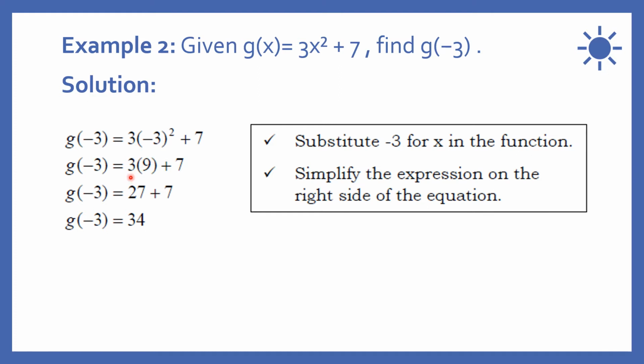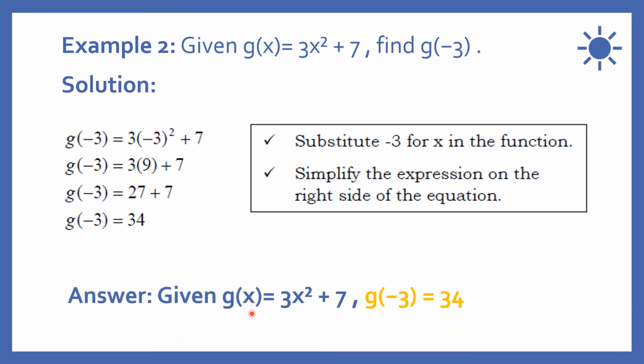So, we have 3. Negative 3 squared, same yan as negative 3 times negative 3. So, yan ay positive 9 plus 7. And then multiply. 3 times 9 is 27 plus 7. 27 plus 7 is 34. So, ang answer natin, given g of x equals 3x squared plus 7, g of negative 3 equals 34. So, ito yung sagot natin.